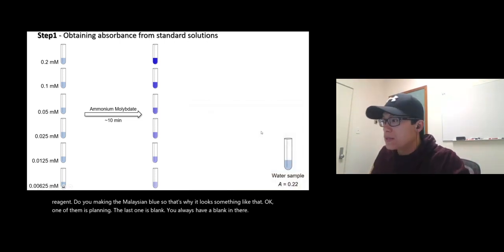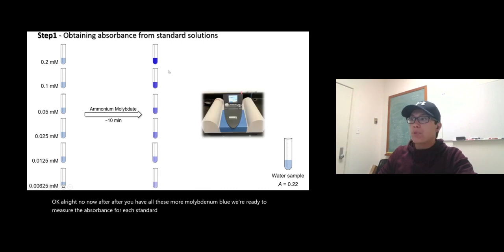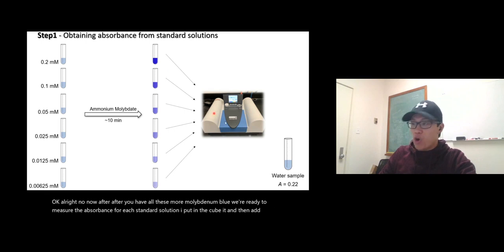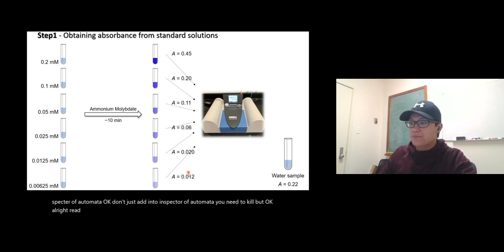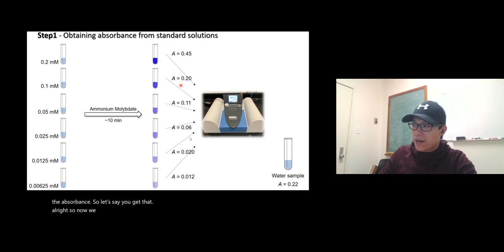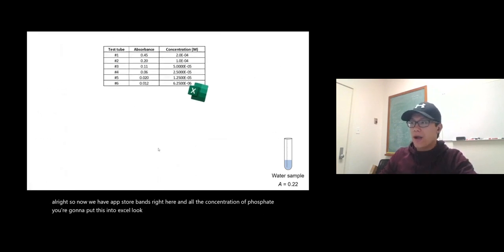Now, after you have all this molybdenum blue, we're ready to measure the absorbance of each standard solution. Put it in the cuvette and then into the spectrophotometer. Don't just pour it into the spectrophotometer; you need a cuvette. Read the absorbance. So let's say you get that. Now we have the absorbance and all the phosphate concentrations. You're going to put this into Excel, looking like that.